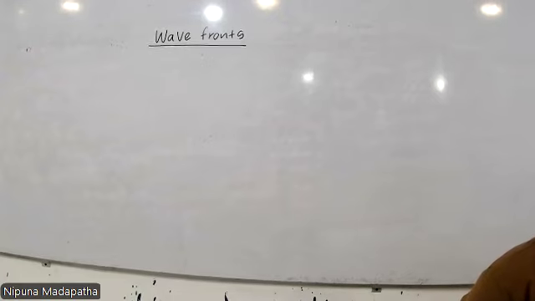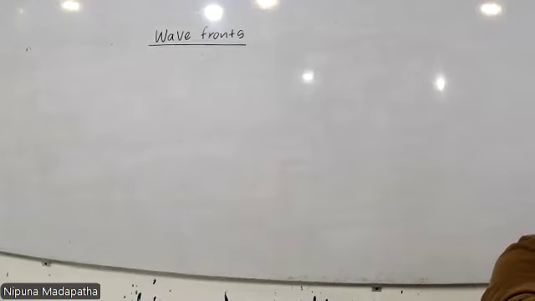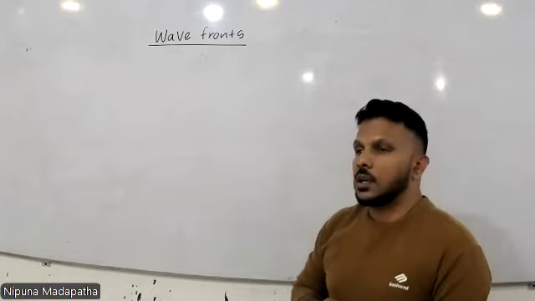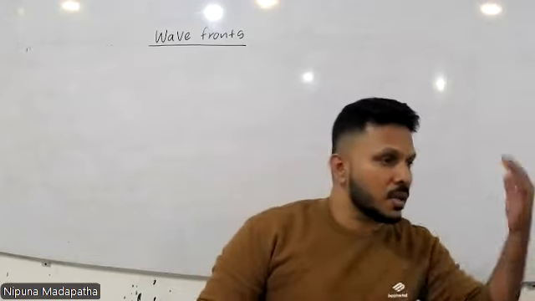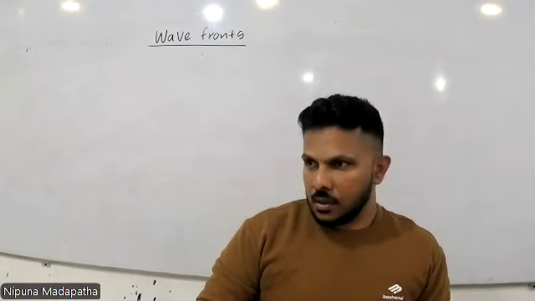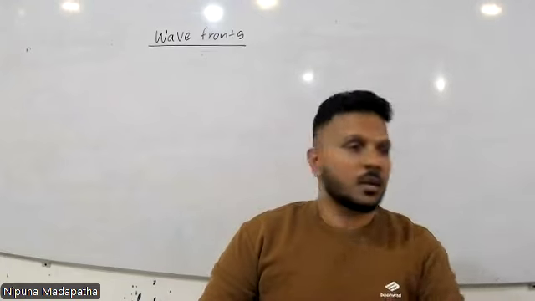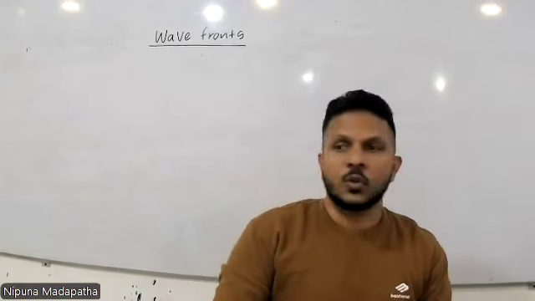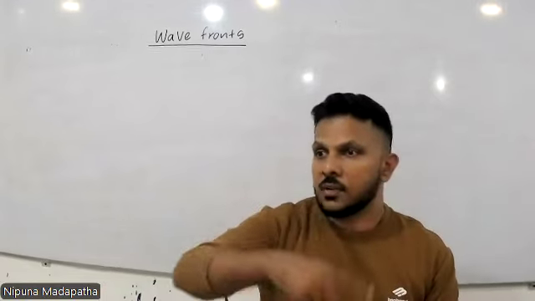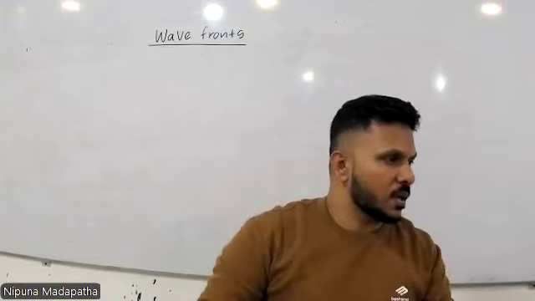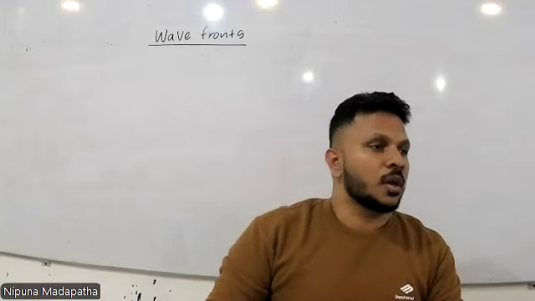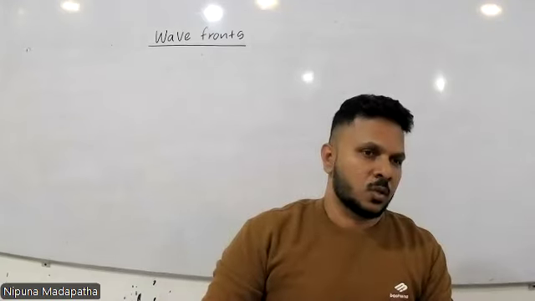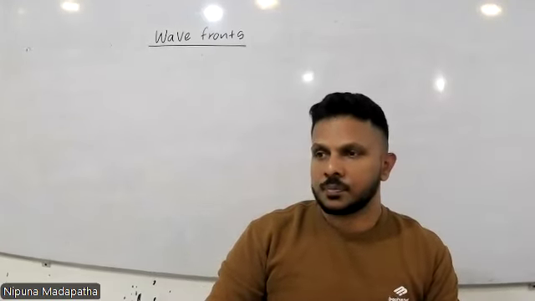So actually, what is the definition of a wave front? It is an imaginary line which joins the particles which are in the same phase. When a wave propagates in a medium, we can identify a number of particles which oscillate in the same phase. There are a lot of particles. If you join them, this is imaginary, we can't actually join them. If you join them and draw an imaginary line, that line is a wave front, right?